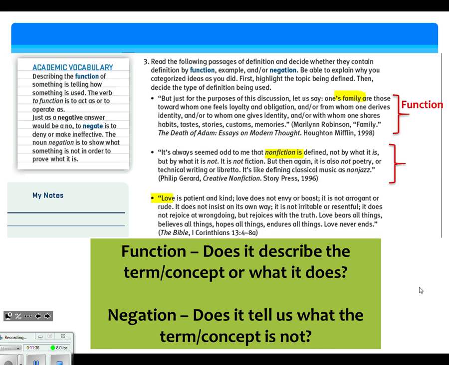So in this example, is nonfiction described, or is nonfiction given an action? No. So what's the obvious answer here that it just keeps saying again and again? Why is it negation? What is it doing there, Christian? Yeah, I keep saying, well, nonfiction is not this, it's not that. All right, now let's take a look at the third one.